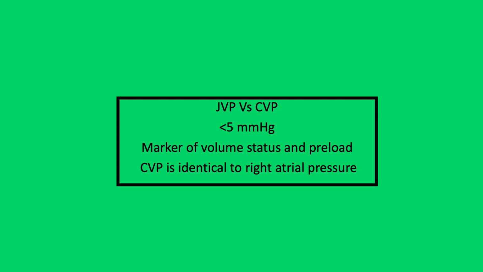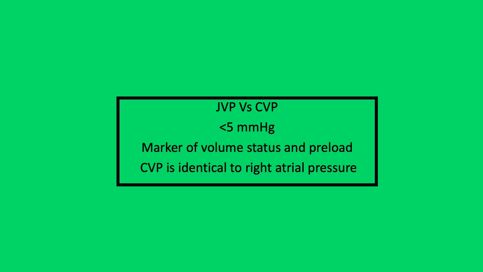The JVP is identified during physical examination of the internal jugular vein, whilst the CVP is measured with the catheter placed into the internal jugular vein, connected to a column of fluid and a transducer. The normal CVP in a spontaneously breathing supine patient is 0 to 5 mmHg. However, it can reach 10 mmHg in a mechanically ventilated patient.